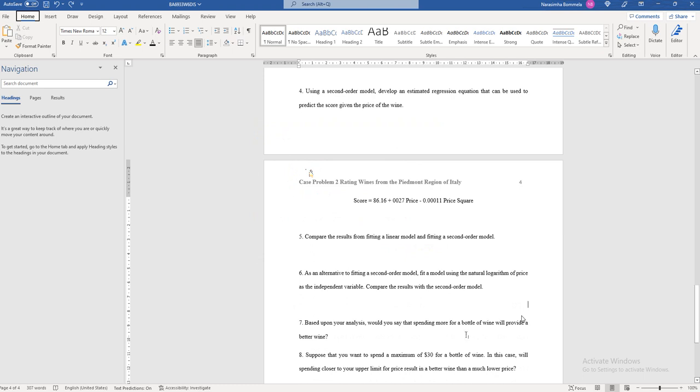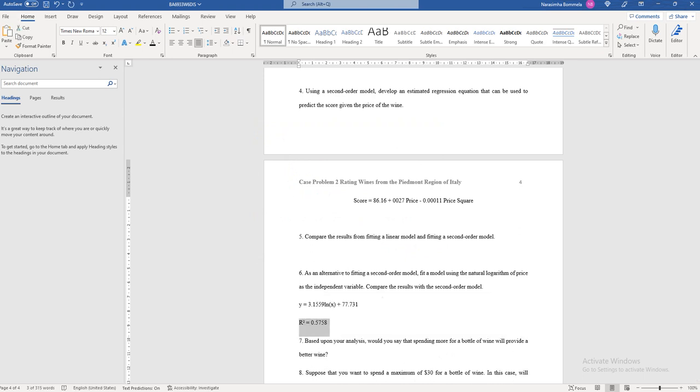Okay, now when we compare the R square value that we achieved for question 6, the logarithmic model, which is 0.57, with the second order model, the R square value is higher. So definitely when the R square value is high, the standard error value will also be lower. Based on that, we can say the logarithmic model we have developed generates better values when compared to the linear model and the second order linear model.